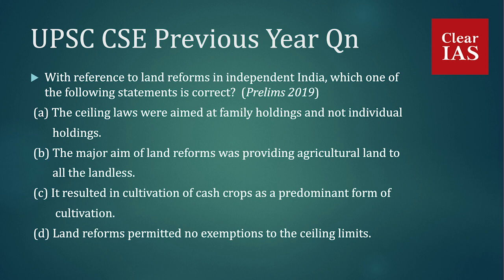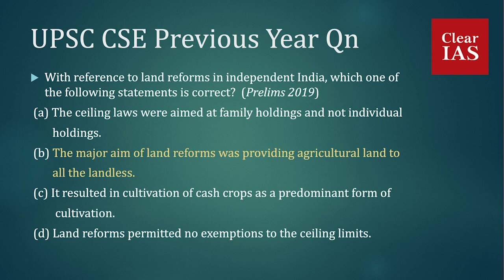When it comes to prelims 2019, the question was: with reference to land reforms in independent India, which one of the following statements is correct? A. The land ceilings were aimed at family holdings and not individual holdings. B. The major aim of land reforms was providing agricultural land to all the landless. C. It resulted in cultivation of cash crops as a predominant form of cultivation. And D. Land reforms permitted no exemption to the leasing limits.